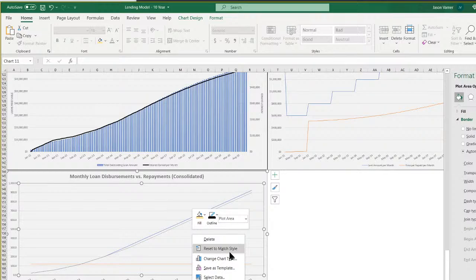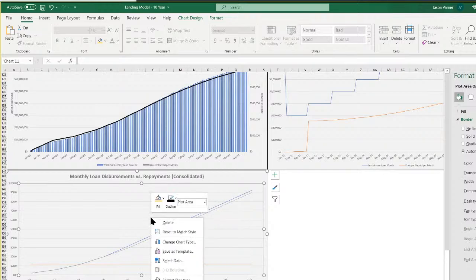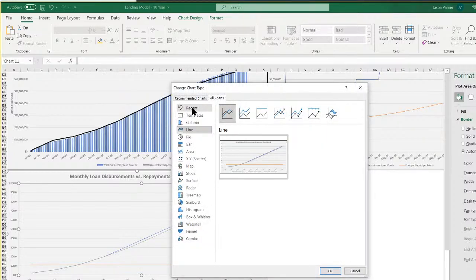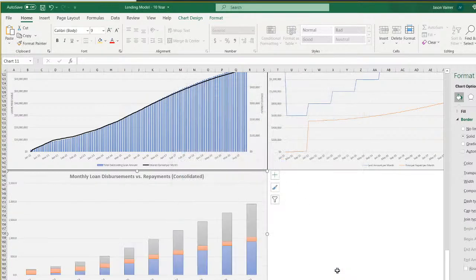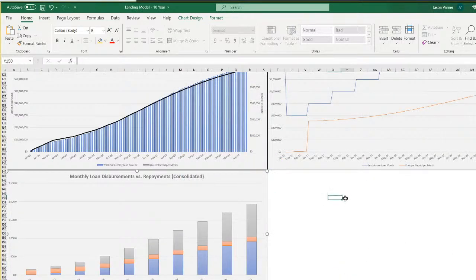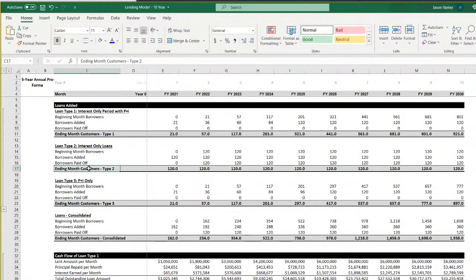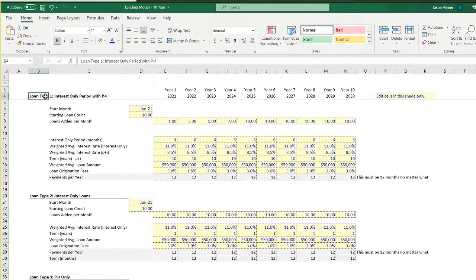And then we'll do, so here this is aggregate count. Let's do a stacked column. There we go. So you can see customers by type, what the makeup is of each one, and that can be changed depending on what you name them. But these are interest only, or interest only period with a P&I, interest only, and P&I only.